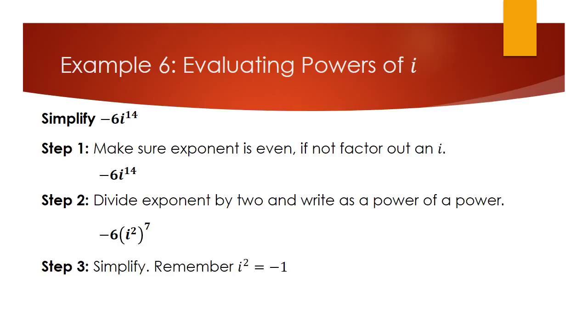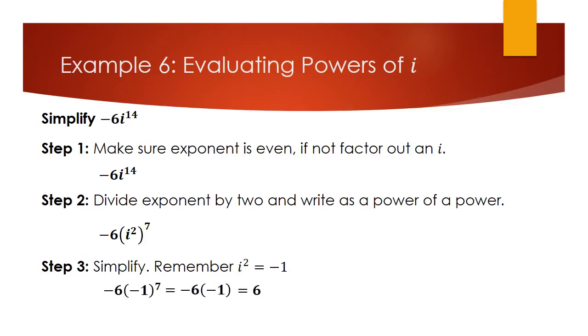Now I'm going to simplify, remembering that i squared equals -1. So I get -6 times -1 to the 7th. Order of operations, I have to deal with the -1 to the 7th power. Since it's odd, it is still going to be -1. So I have -6 times -1, and -6 times -1 is +6.